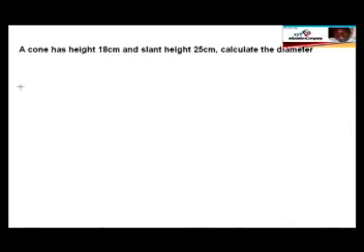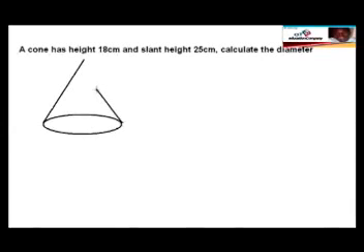The second question here says a cone has height 18 centimeters and slant height 25 centimeters. Calculate the diameter. Now we have to know what the cone looks like first. This is what the cone looks like. Then we are actually talking about this part representing slant height, and that is it over here.